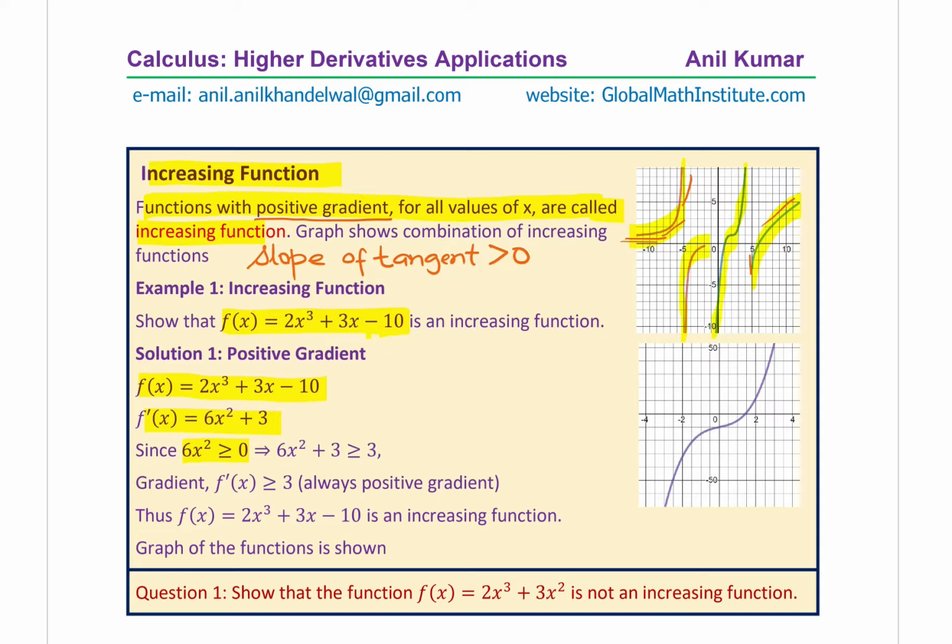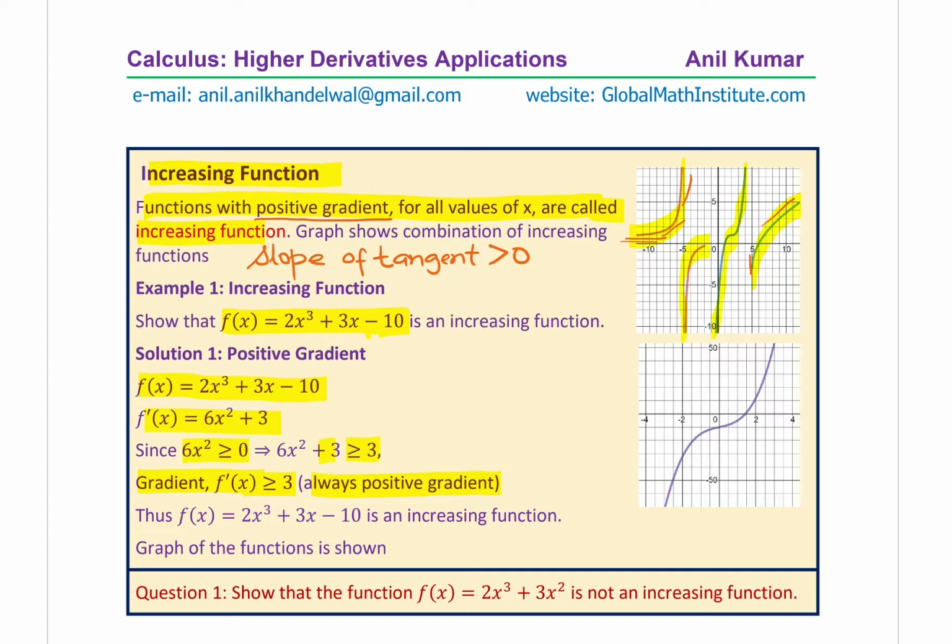Now the strategy is we need to find the derivative of this particular function. So if you find the derivative using the power rule, the derivative of 2x cubed plus 3x minus 10 will be 6x squared plus 3. Now you will notice that 6x squared is always greater than or equal to 0. And to this we are adding a value 3. That means that the gradient is greater than or equal to 3. Correct? So we can say that the gradient is always positive. It is greater than or equal to 3. That means it is always positive. And therefore, it is an increasing function. Is that clear to you, right? So we can say, since the gradient is always positive, the function is increasing.